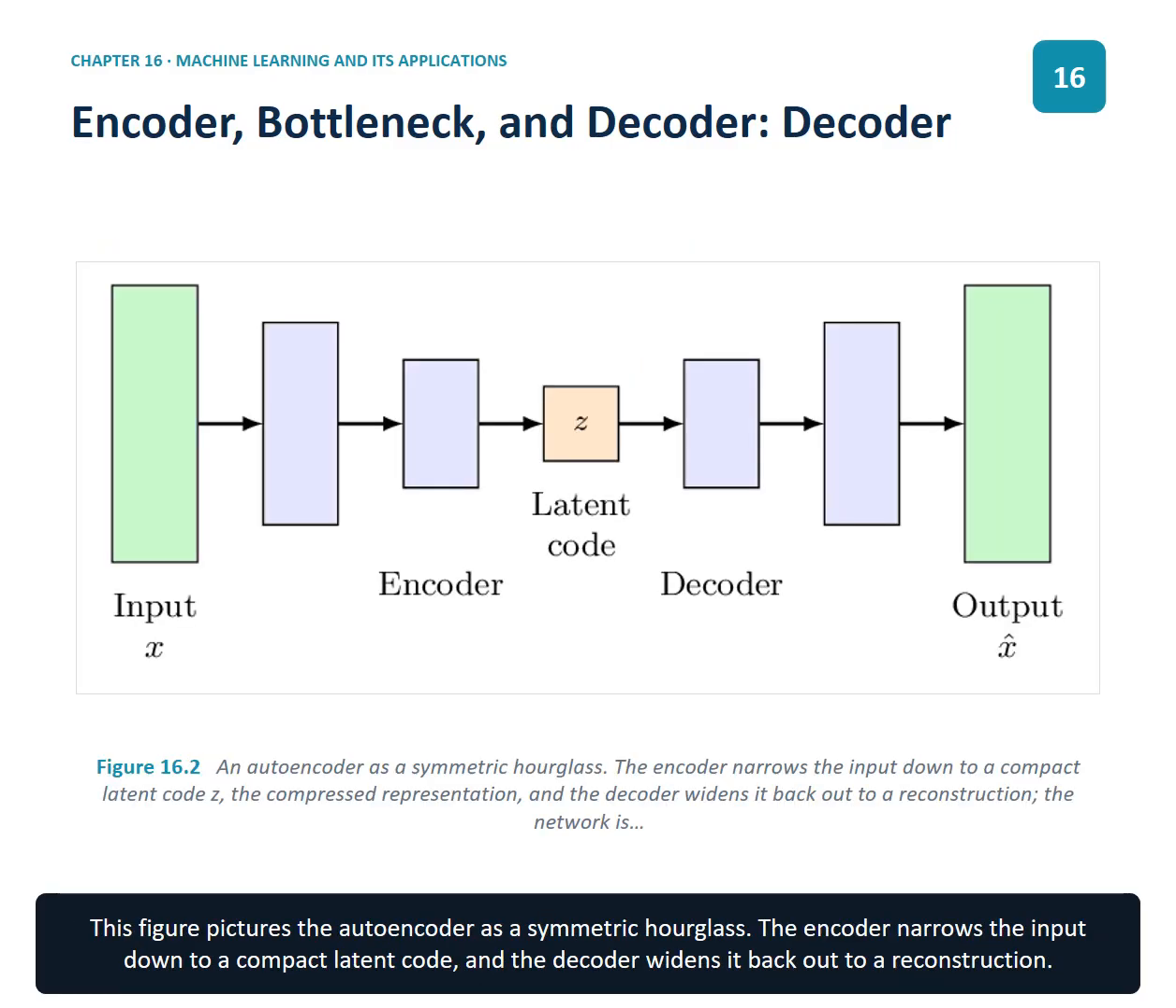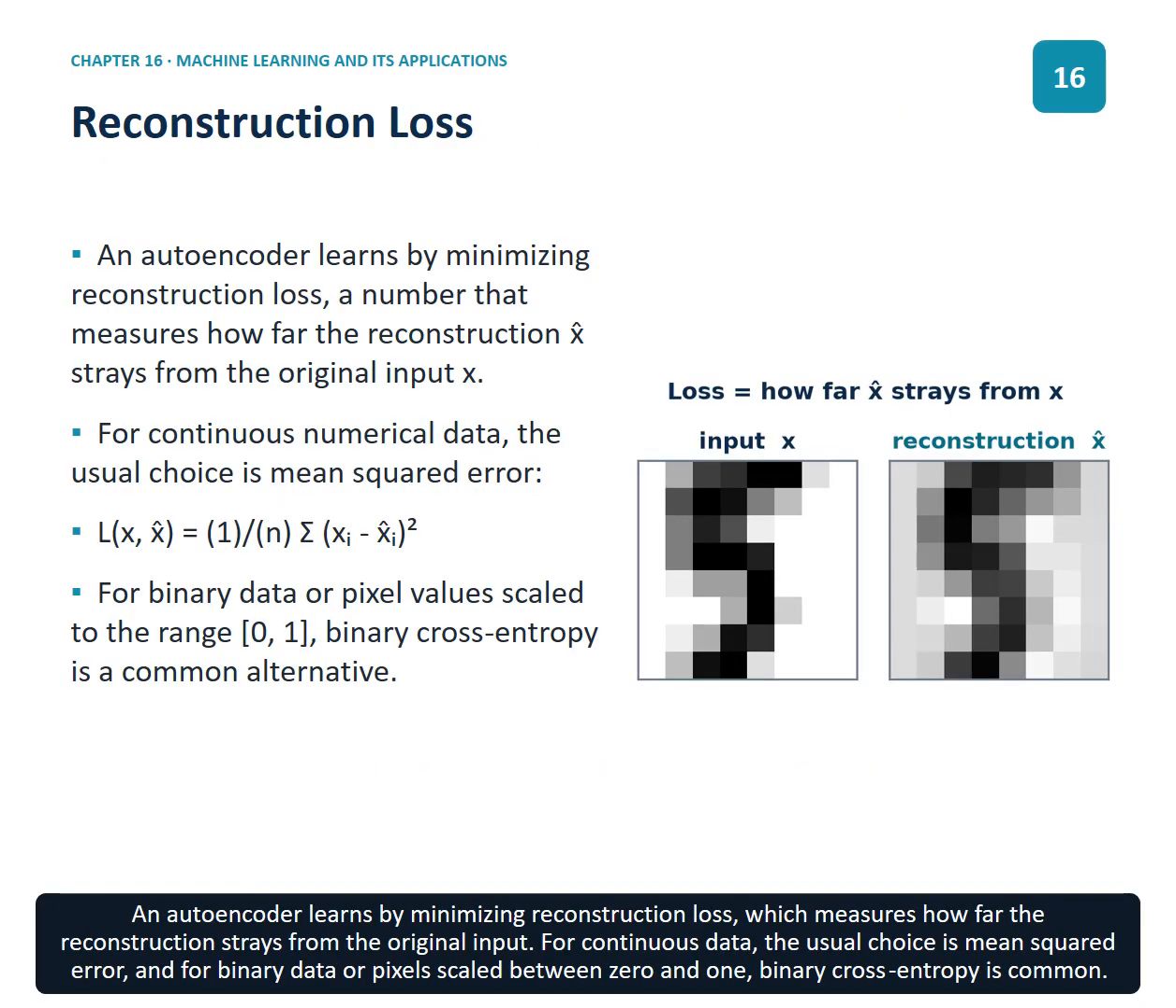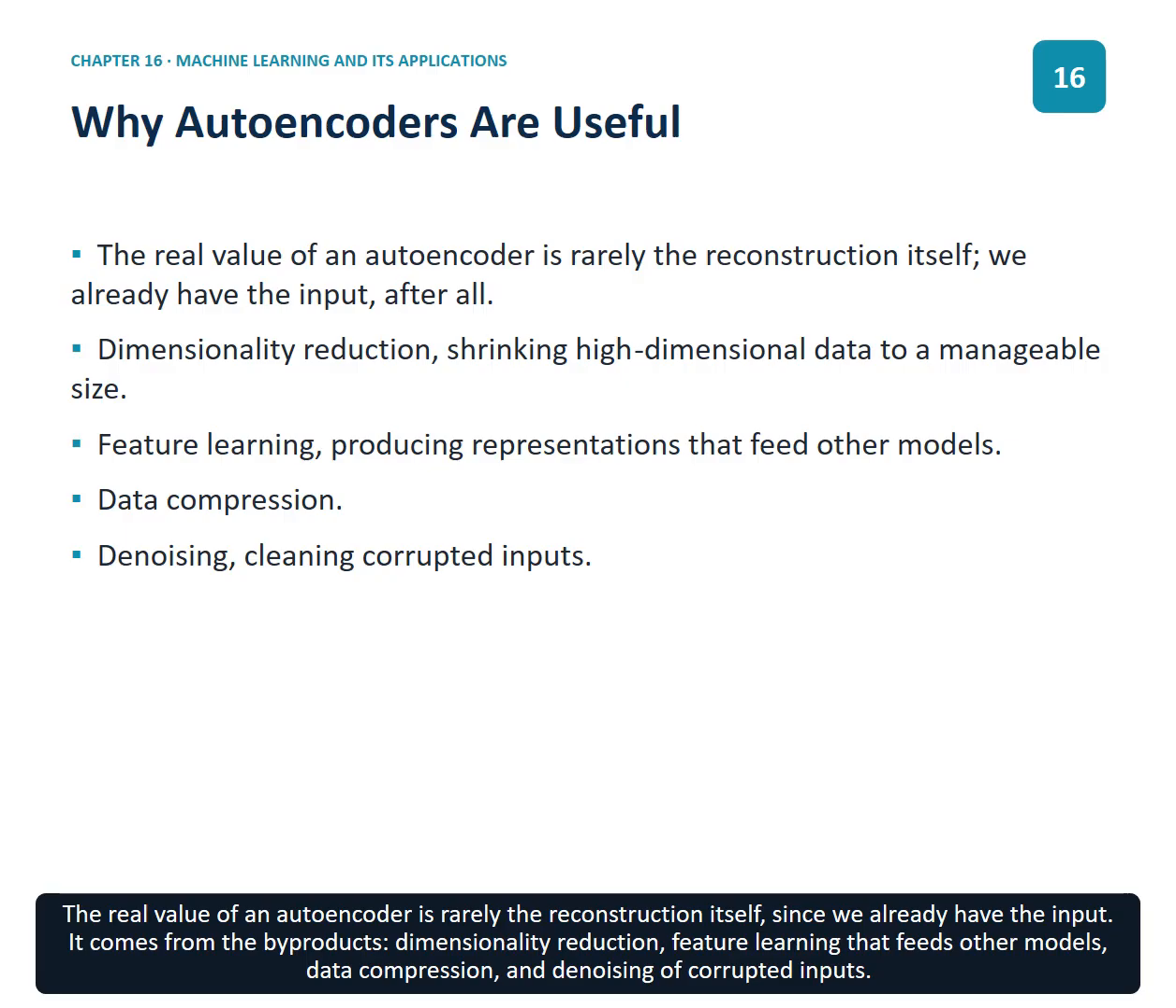This figure pictures the autoencoder as a symmetric hourglass. The encoder narrows the input down to a compact latent code, and the decoder widens it back out to a reconstruction. An autoencoder learns by minimizing reconstruction loss, which measures how far the reconstruction strays from the original input. For continuous data, the usual choice is mean-squared error, and for binary data or pixels scaled between 0 and 1, binary cross-entropy is common.